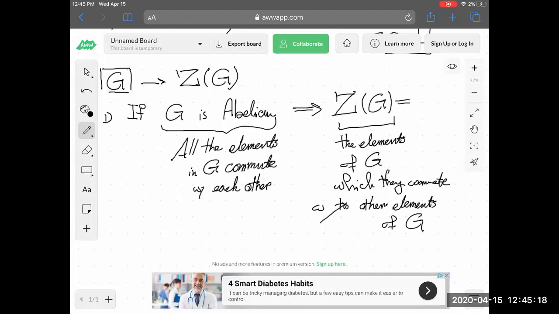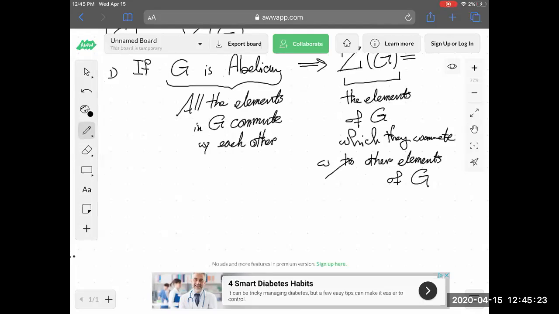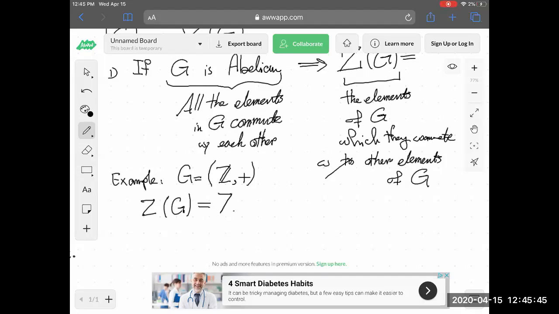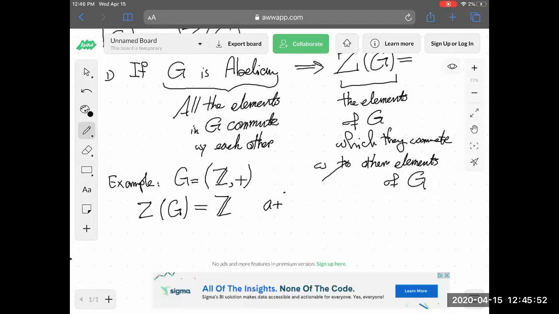For example, let's look at a commutative group. For example, we can take G to be the set of integers with addition. What is the center of this group? It's everything, right? Because everything commutes with everything else. For any two numbers A and B, they commute with each other.